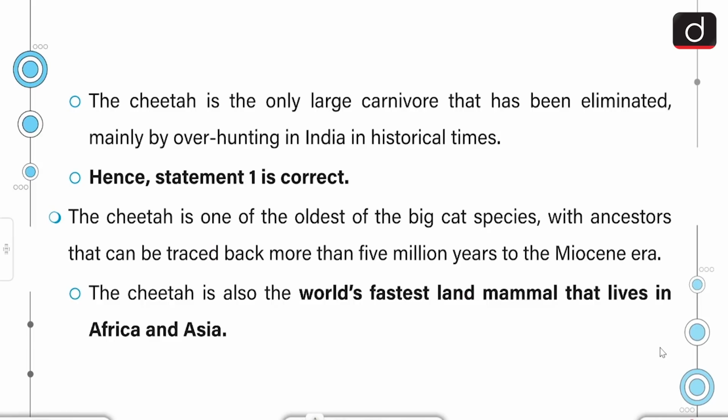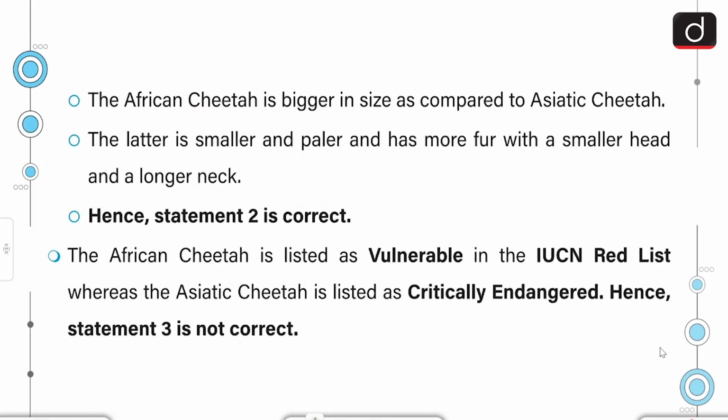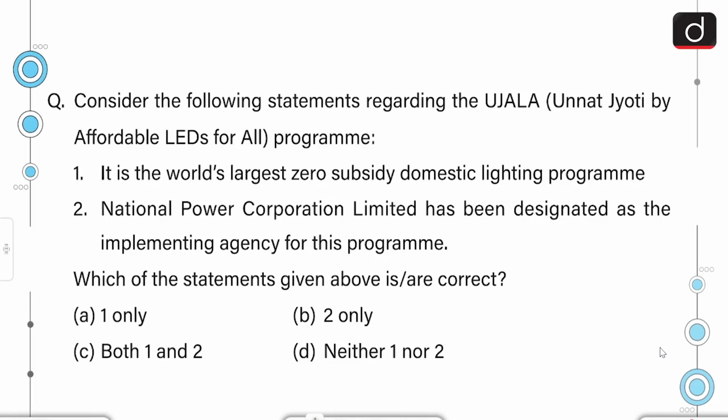Cheetah is also the world's fastest land mammal that lives in Africa and Asia both. The African cheetah is bigger in size, and the latter, the Asiatic cheetah, is small and paler and has more fur with a smaller head and longer neck. And the African cheetah is vulnerable in the IUCN Red List, while Asiatic cheetah is critically endangered.